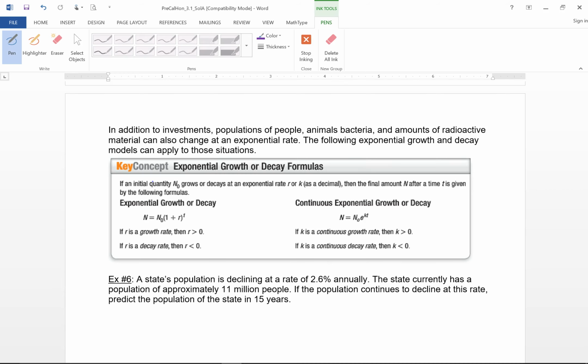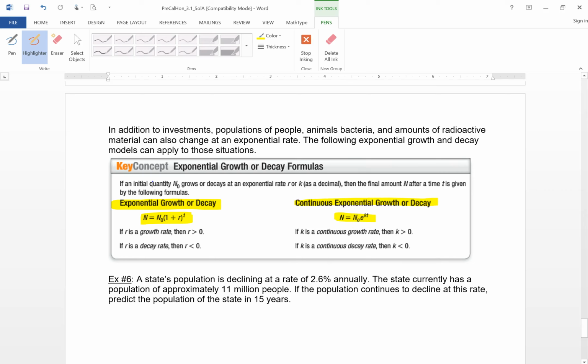Welcome back. So investments are one case where we use exponential growth and decay. More often, we use them in population growth, we use it in radioactive decay, and so on and so forth. In this case, the theory is the same. The equations are basically the same, but they're sort of modified. So when you have exponential growth or decay, this is what we use. And in the case of continuous exponential growth or decay, we use this.